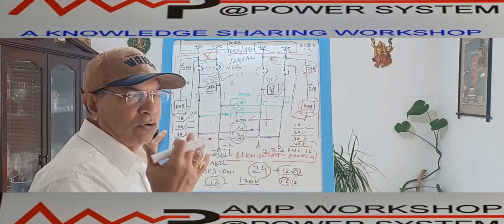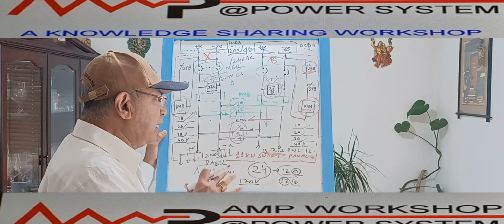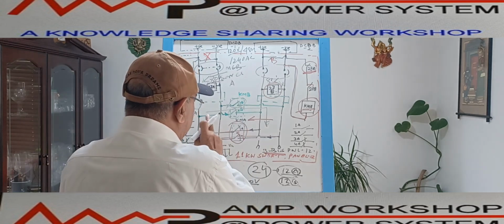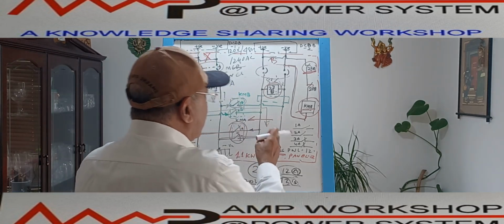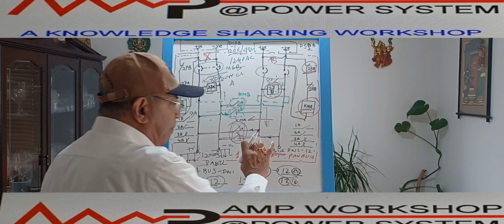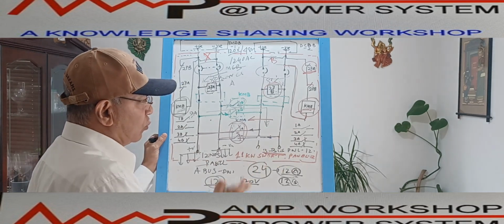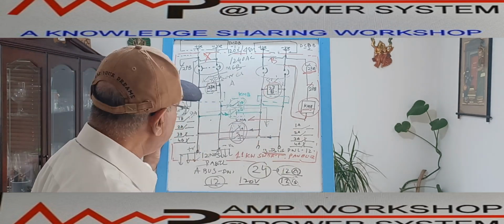What can we do? That we do not consider in the design. In the design, we always consider only one supply failing at one time. So in case of either A supply fail or B supply fail, the failed supply panels will be supplied power from the other healthy source. So this is the changeover scheme.